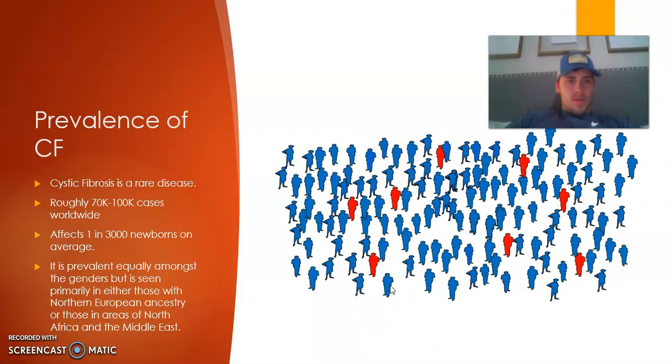Prevalence of cystic fibrosis. Cystic fibrosis is a relatively rare disease, with roughly 70,000 to 100,000 cases worldwide. It affects 1 in 3,000 newborns on average. It is prevalent equally amongst the genders, but is seen primarily in those with Northern European ancestry or those in areas of North Africa and the Middle East.